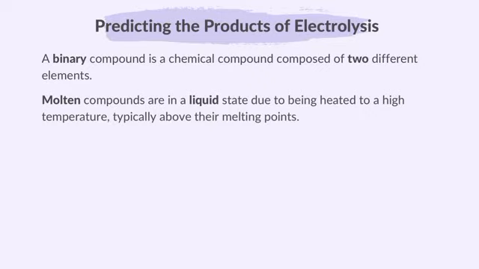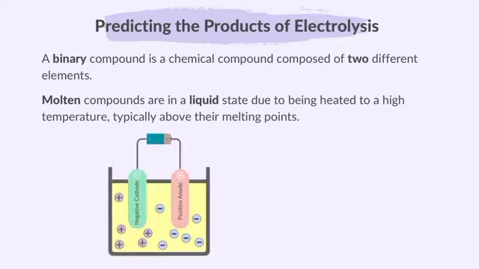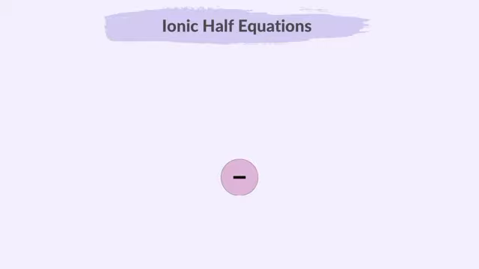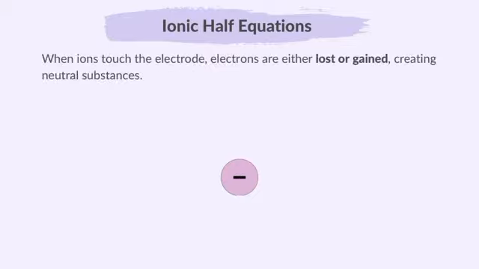So, if the electrolyte is a binary molten ionic compound, we know that once it undergoes electrolysis, the ions in the electrolyte will be just the two elements that make up the compound. For example, in NaCl, the ions present will be Na+ and Cl-. During electrolysis, we mainly look at how electrons move.